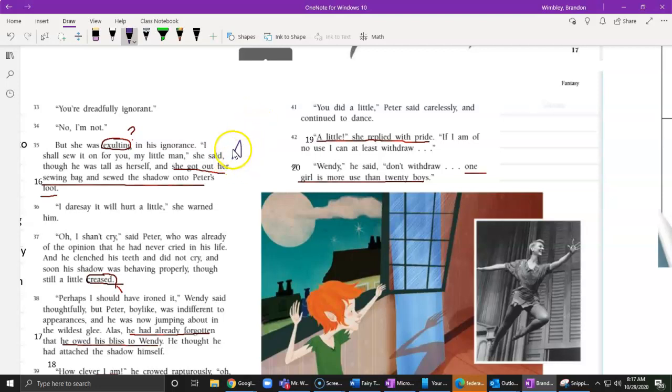So here she goes helping again, she said, though he was as tall as herself.